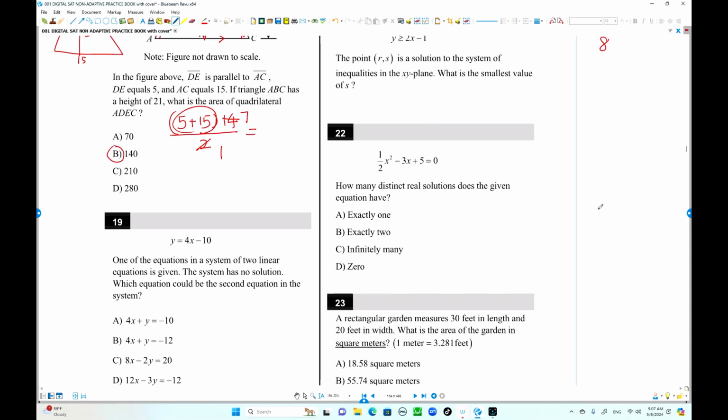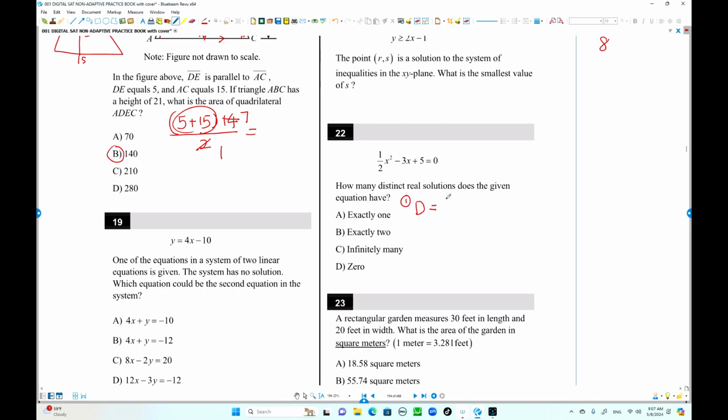How many distinct real solutions does this given equation have? This is a quadratic. Okay, use the discriminant. That is the easiest way. All right, you don't have to use the graph. Okay, or you can use the graph. It doesn't matter. Okay, I'm going to show you how you use the graph too. Anyway, I'm going to use the first one. I'm going to use the discriminant.